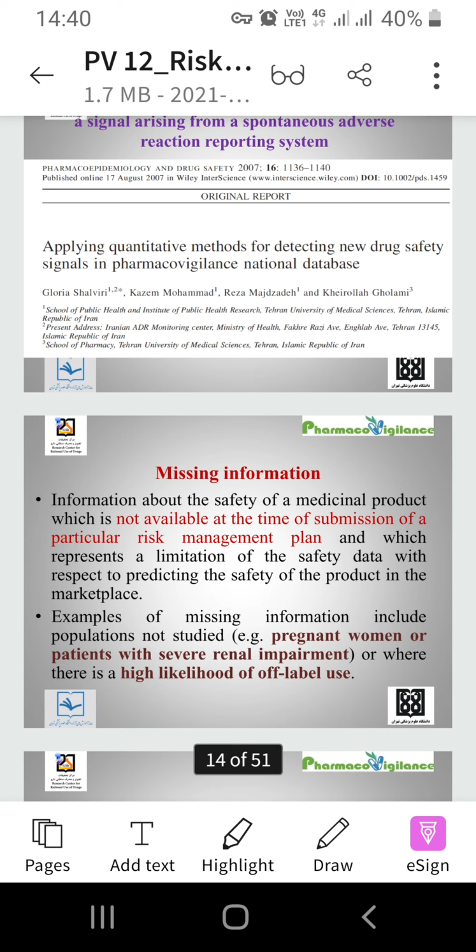Missing information. Information about the safety of a medicinal product which is not available at the time of submission of a particular risk management plan and which represents a limitation of the safety data with respect to predicting the safety of the product in the marketplace. This is a definition of missing information. Examples of missing information include populations not studied, for example, pregnant women or patients with severe renal impairment. We don't study this population in our clinical studies. Or where there is a high likelihood of off-label use. These are the missing information that we don't study in our clinical studies.